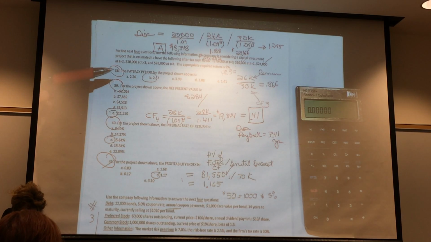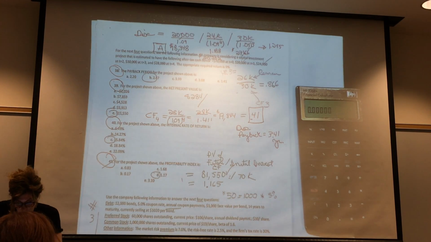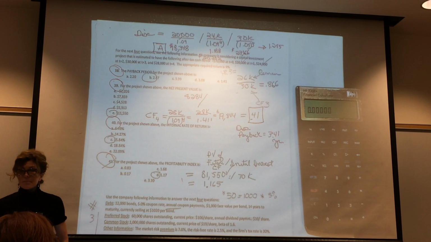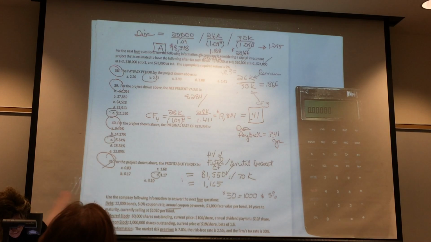All right, for the next 4 questions, use the following information. A company is considering a capital investment that is estimated to have the following after-tax cash flows: negative $70,000, $20,000 at T1, $24,000 at T2, $30,000 at T3, and $28,000 at T4. The appropriate required rate of return is 9%. What's the payback period? You just keep subtracting out your cash flows until you get your money back.